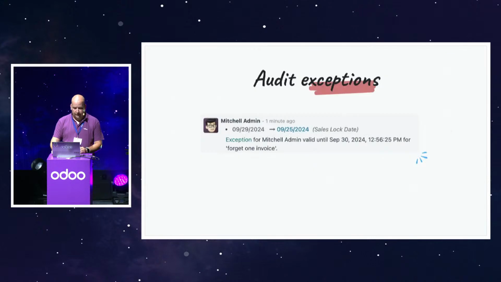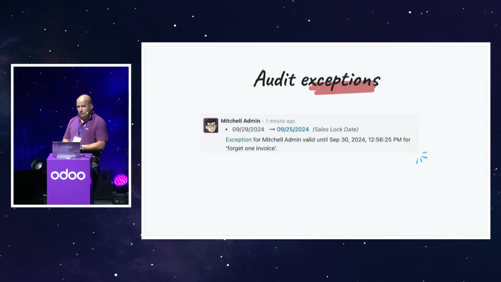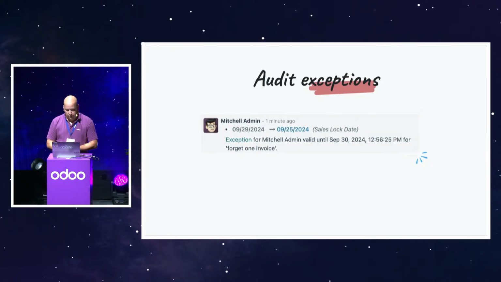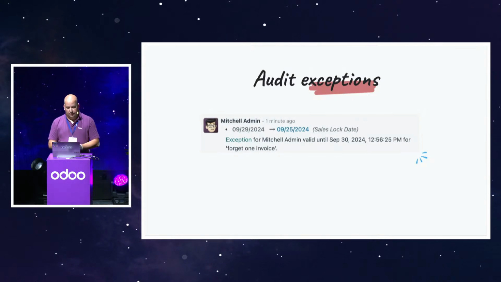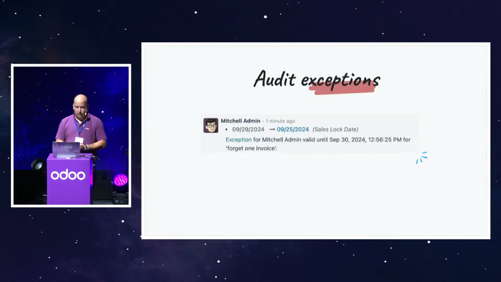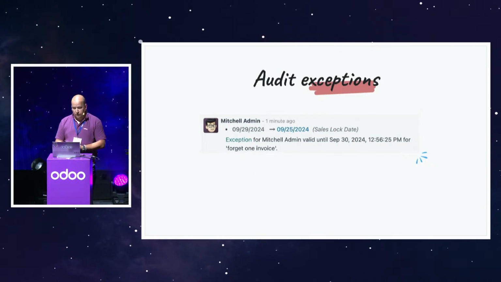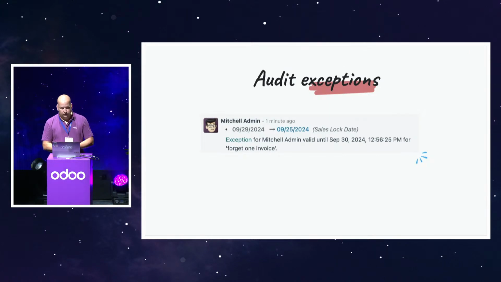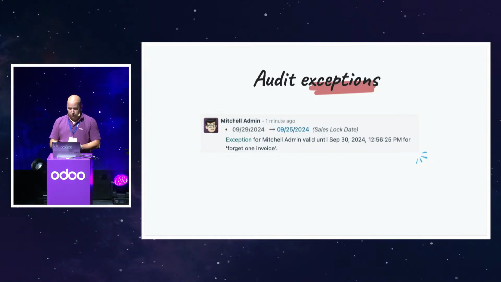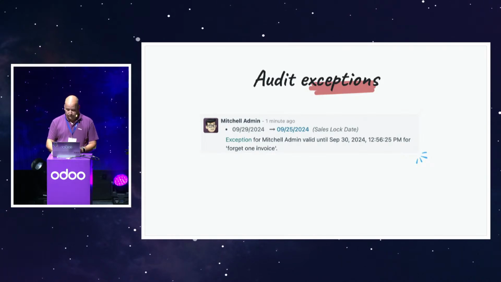The third point we had is the audit of the exception. So in the company form, you have the possibility in the chatter to have this information. Here is the explanation about the change of the lock date for the sales. So you can see that 1 minute ago, Mitchell Admin changed the date to the 25th of September for the lock date, and he did that only for him, and it's available for, more or less, 1 hour. And he says, okay, it's because I forgot one invoice.